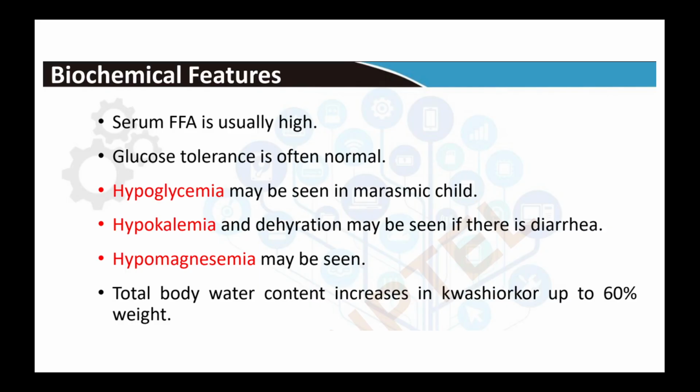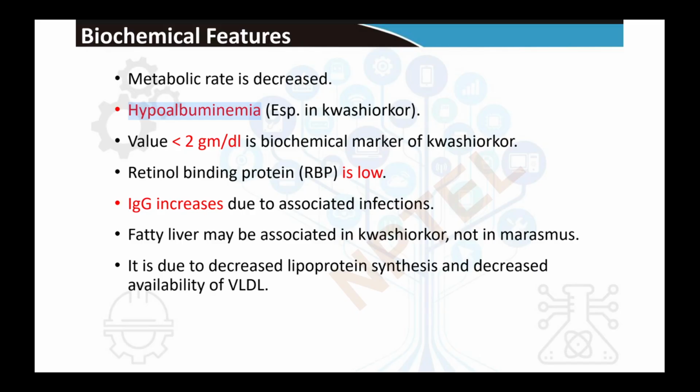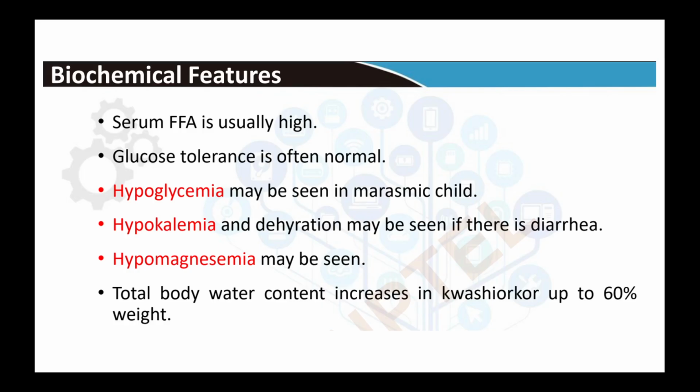Hypomagnesemia may be seen. So basically, you know the terms hypoglycemia, hypomagnesemia. Hypo means reduced, glycemia means presence of glucose in the blood, magnesemia means presence of magnesium in the blood, albuminemia means presence of albumin protein, serum albumin in the blood. So if hypo is there, that means the albumin levels are low. Hypoglycemia, glucose levels are low in the blood. Okay, and total body water content increases in kwashiorkor up to 60% of the weight.